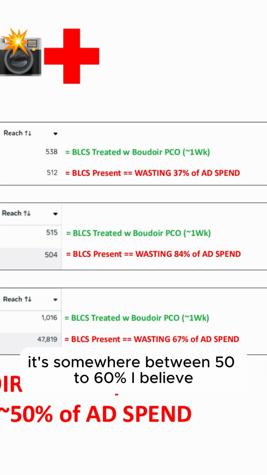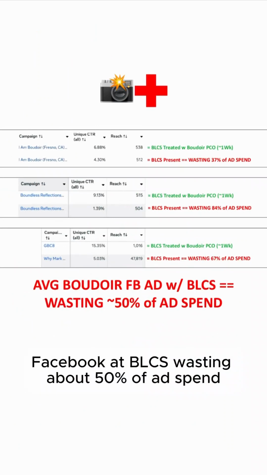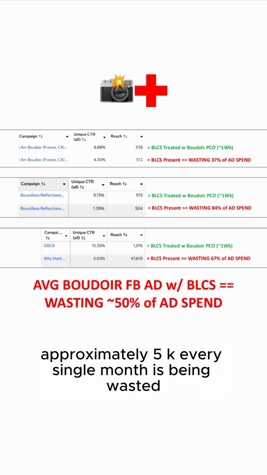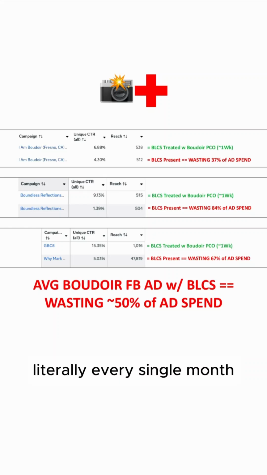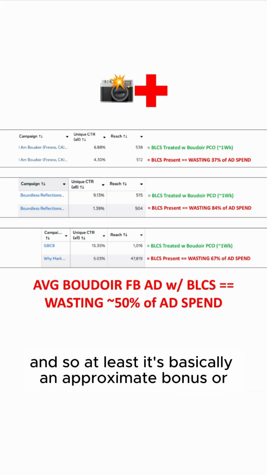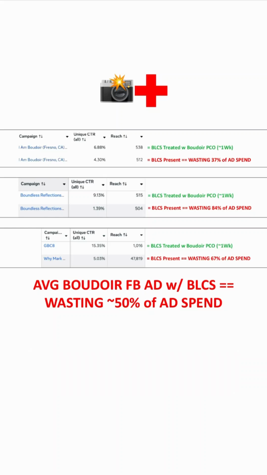Just take the average of those. It's somewhere between 50 to 60%, I believe. So there's about Facebook ad BLCS wasting about 50% of ad spend. And so they're spending 10 grand a month on Boudoir Facebook ads. Approximately 5K every single month is being wasted, literally every single month. So if we can eliminate that, put that back in their pocket, it's basically an approximate bonus or phantom profit at the end of 12 months of approximately 60K.